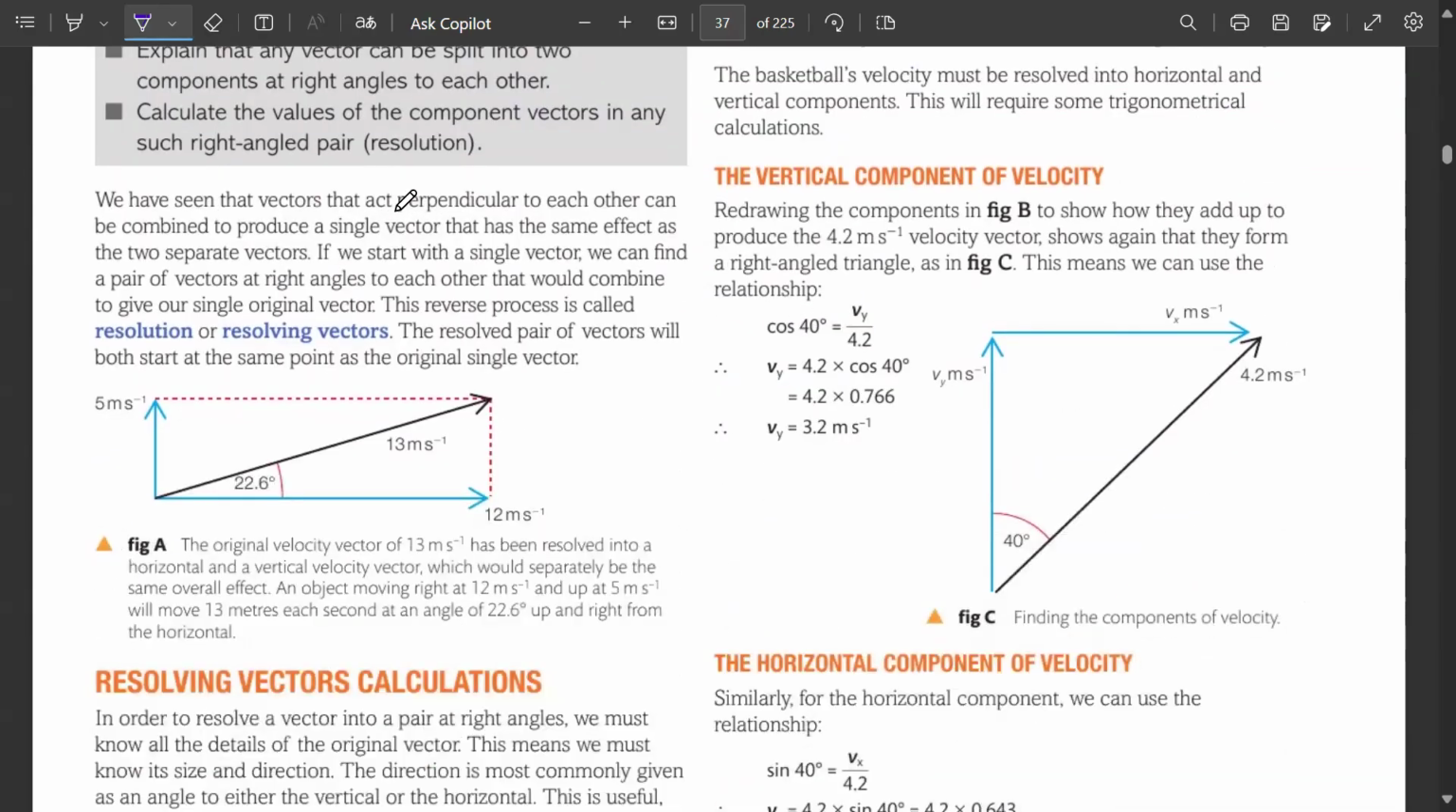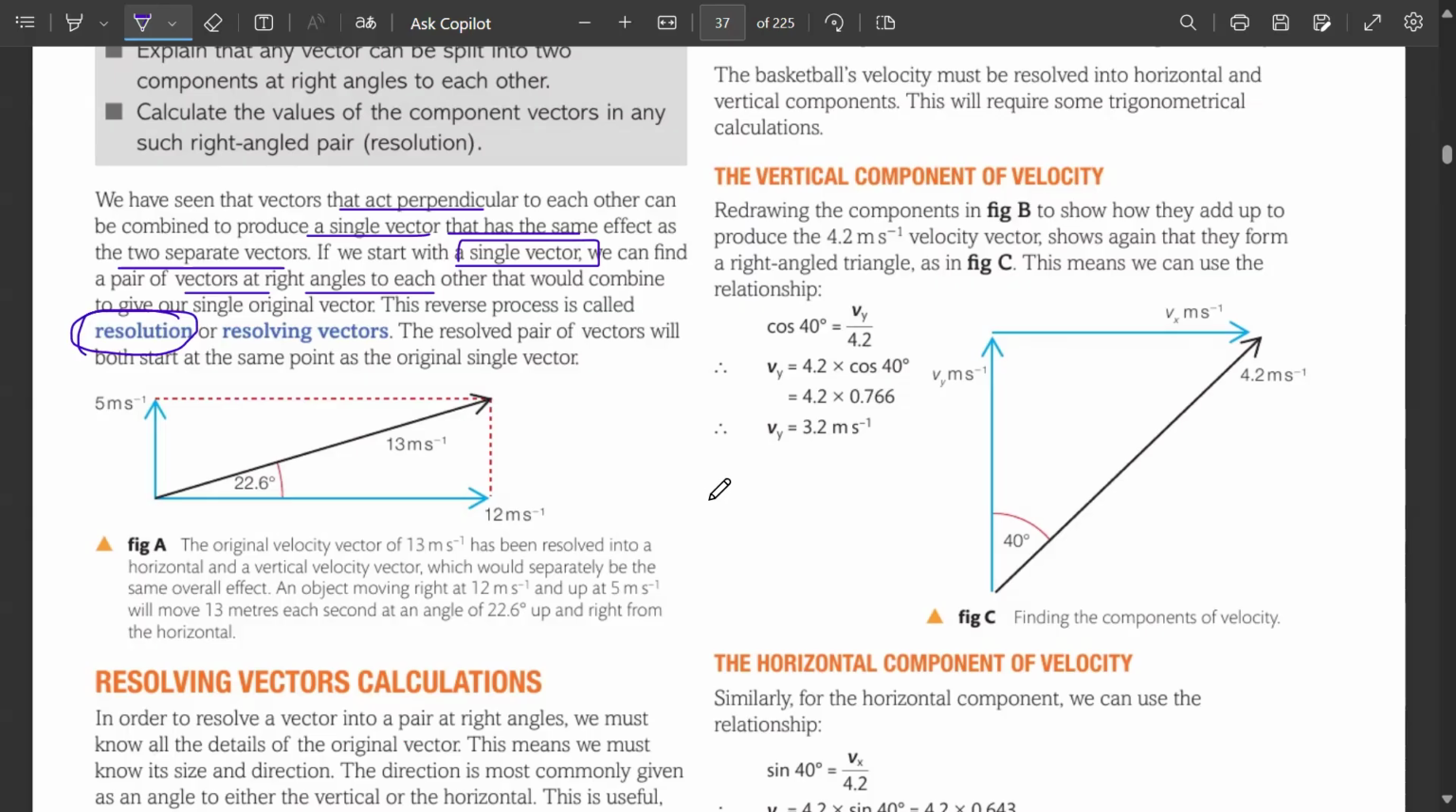We have seen that vectors that act perpendicular to each other can also be combined to produce a single vector that has the same effect as the two separate vectors. If we start with a single vector, we can find a pair of vectors at right angles to each other that would combine to give the original vector. We call it resolution, which is the reverse process. Reverse process क्या होता है?